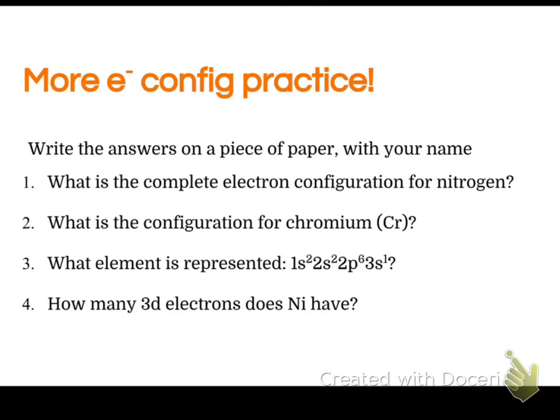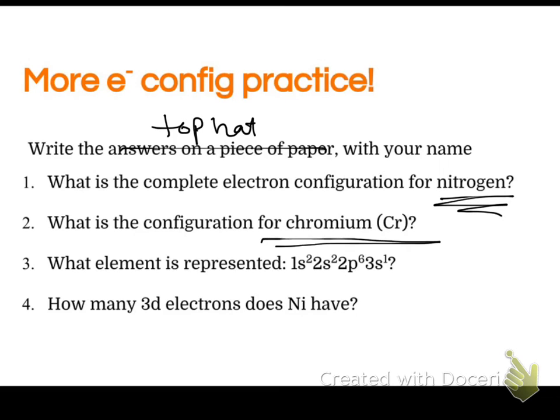Okay, so these are actually going to be on Top Hat as questions to get credit for the lecture material. Write me the complete electron configuration of nitrogen, and then do the same thing for chromium. And then the other type of question we can get is if I give you the electron configuration, you should be able to tell me what the element is, okay? And then finally, look at how many 3D electrons nickel has, okay?